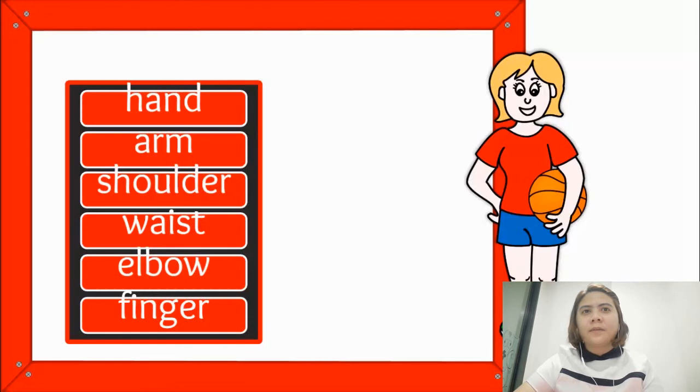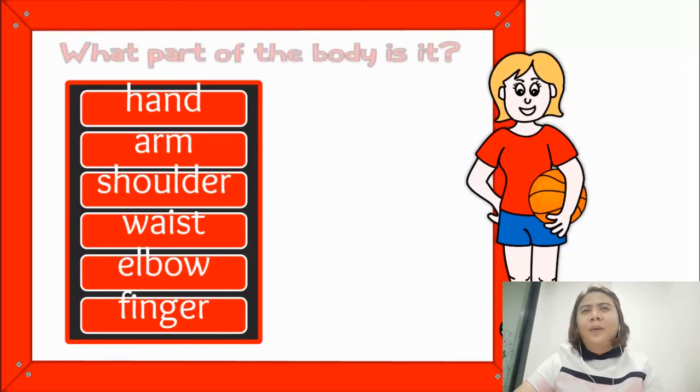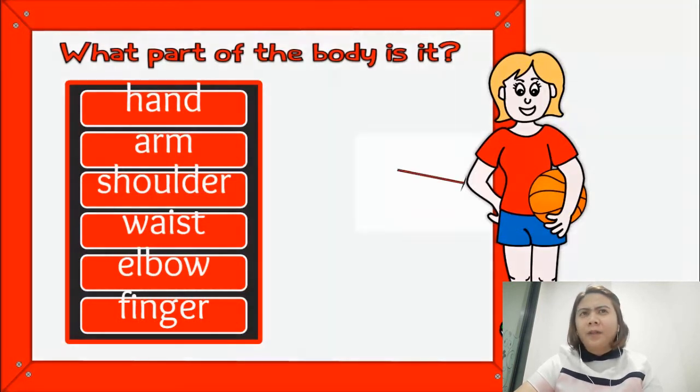Let's have more examples. Can you see those words in front of your screen now? Can we read all of those words? We have hand, arm, shoulder, waist, elbow, and finger. Are you ready? Here we go. Look at the arrow. What part of the body is it? Is it the hand, the arm, the shoulder, the waist, the elbow, or the finger?